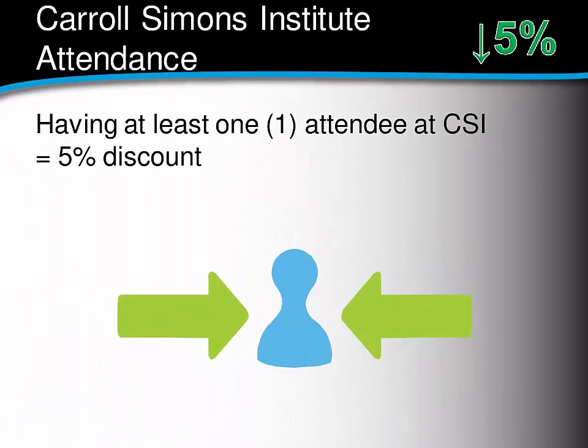The Carroll Simons Institute is a newer program from the fraternity, and it focuses on a vast array of sound operational techniques from experienced undergraduates and alumni. Sending a participant to this program can help in addressing all of the previous items covering our assessment methodology. As such, it is a step in the right direction and is rewarded with a 5% discount.